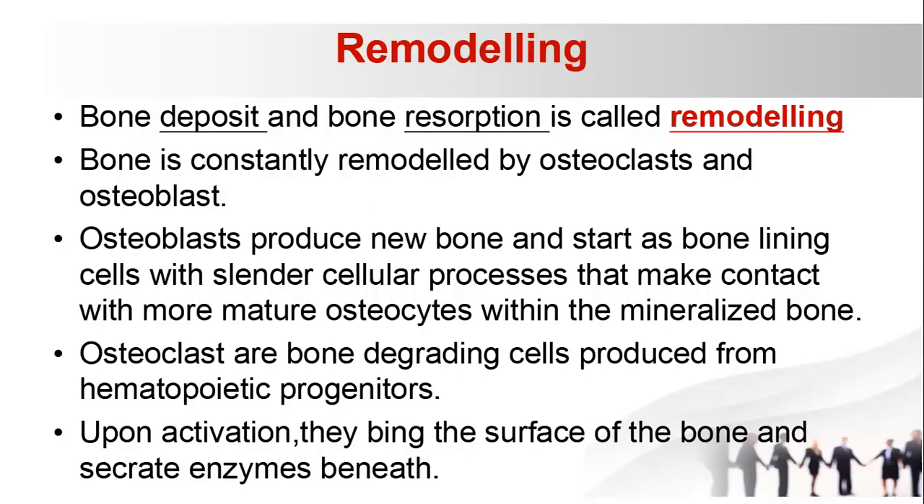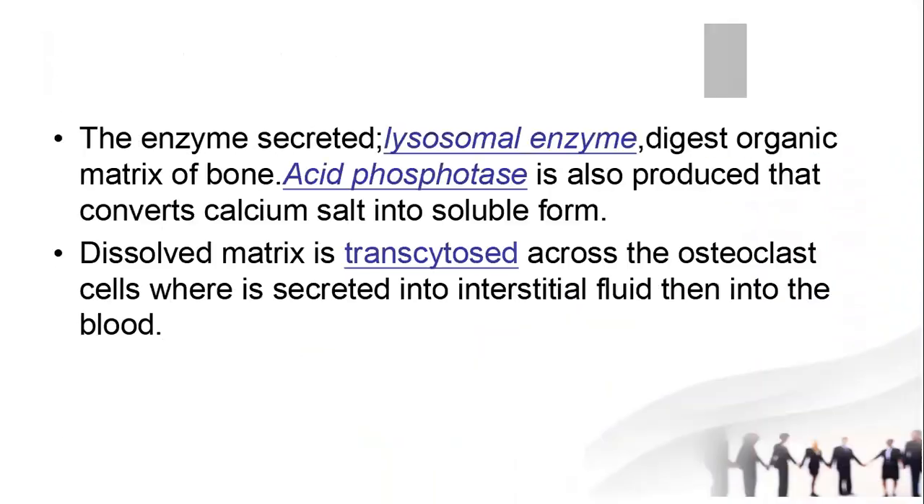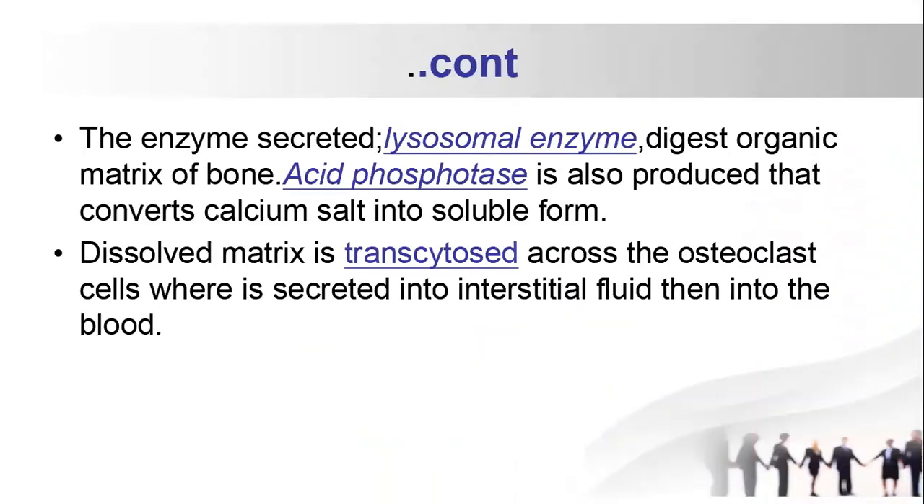So this is just like shaping bone into its normal form, so that it cannot appear as any other irregular structure which is not required. The enzymes secreted by the osteoclast are lysosomal enzymes that digest the organic matrix of bone. Also, we have acid phosphatase. You can check your advanced books, and you can find these products.